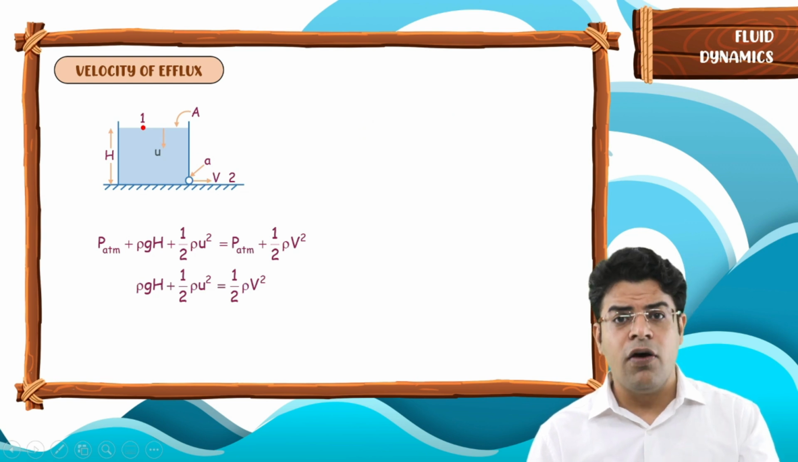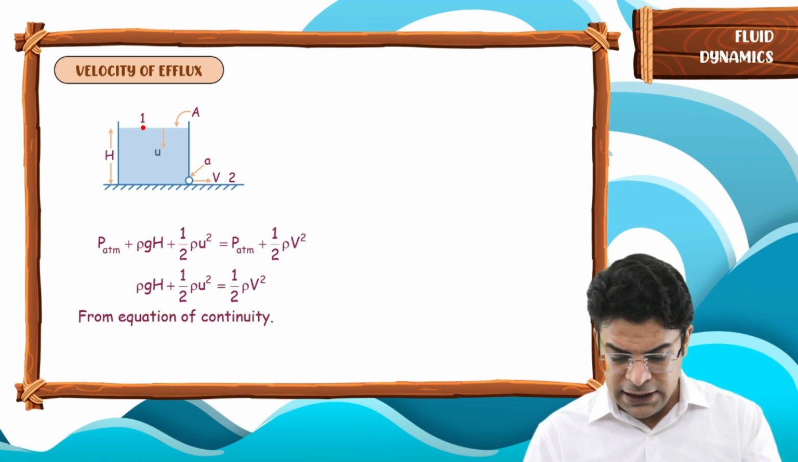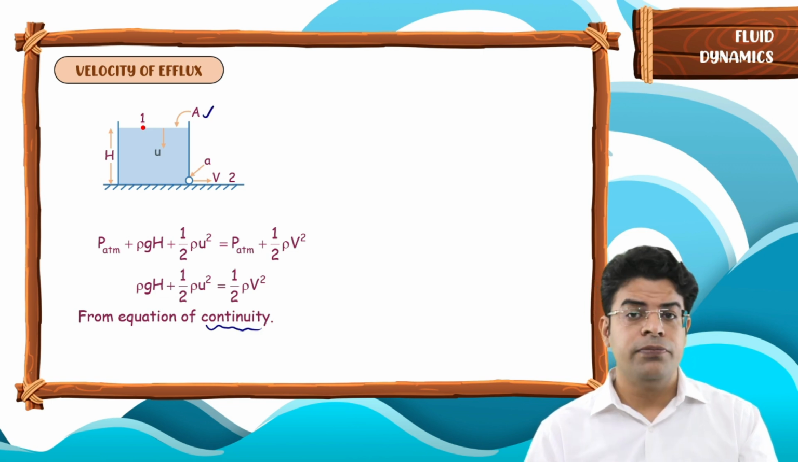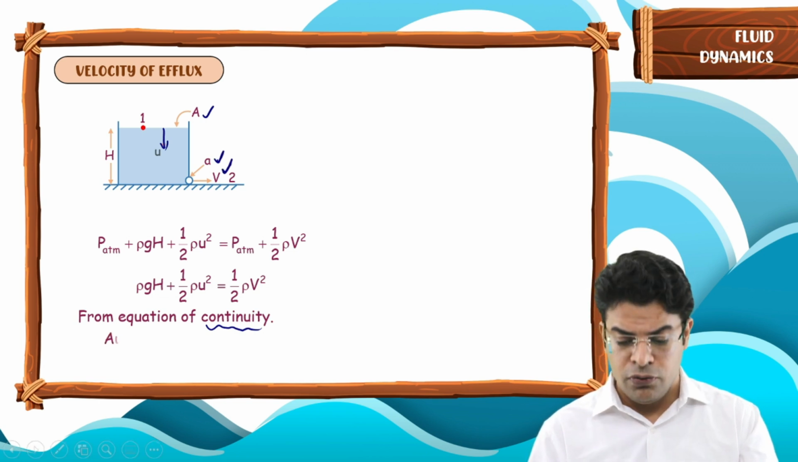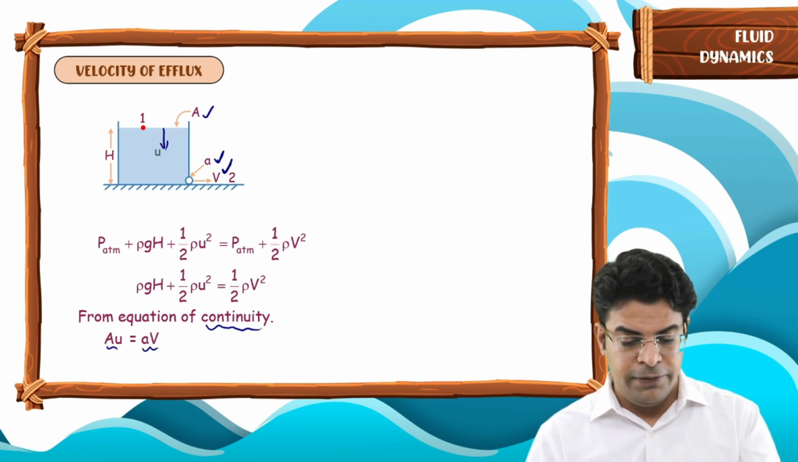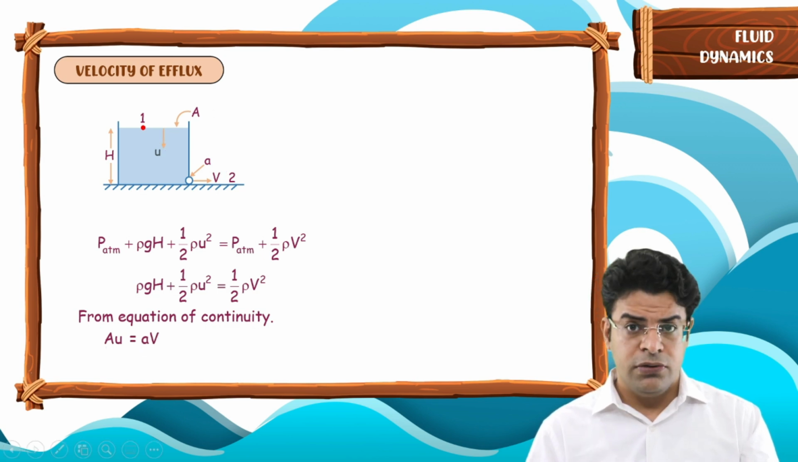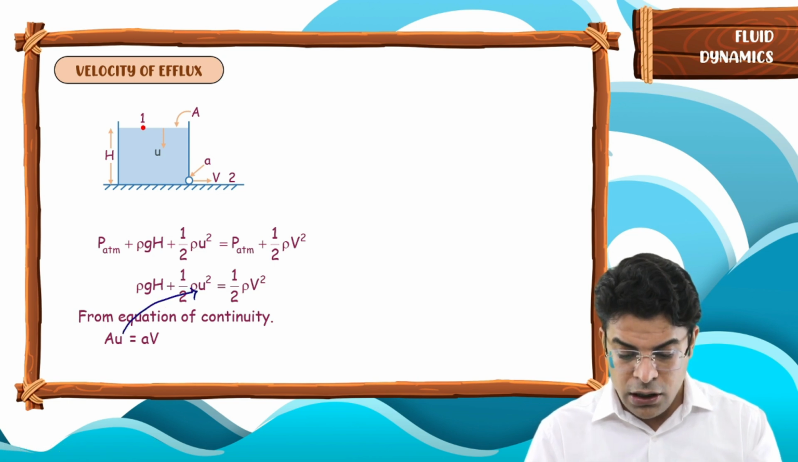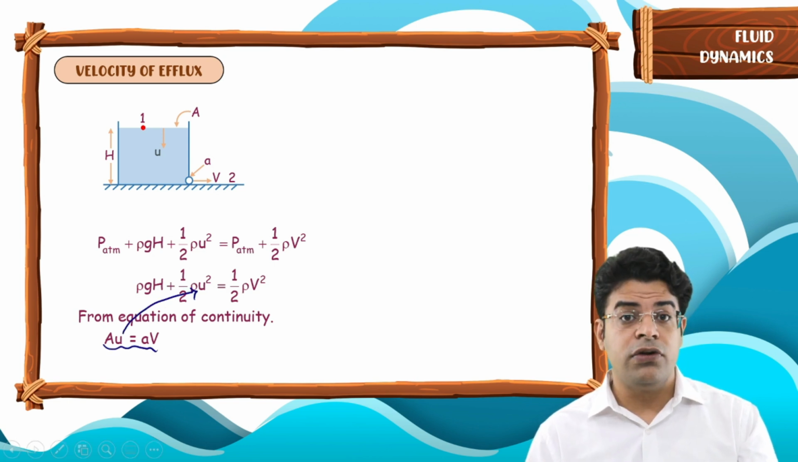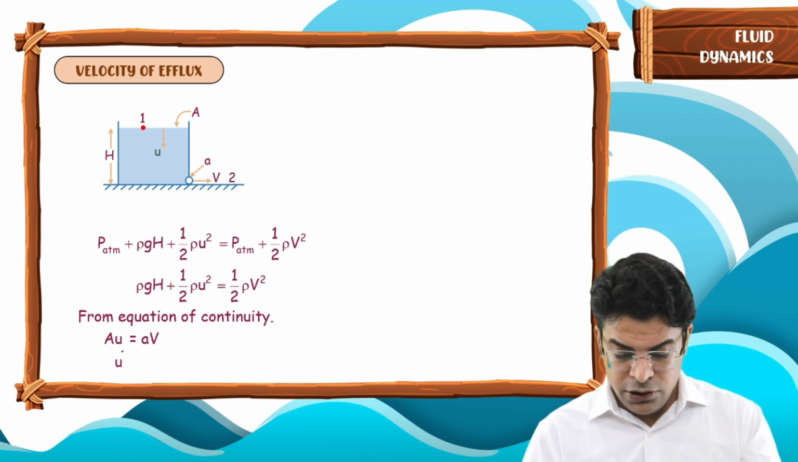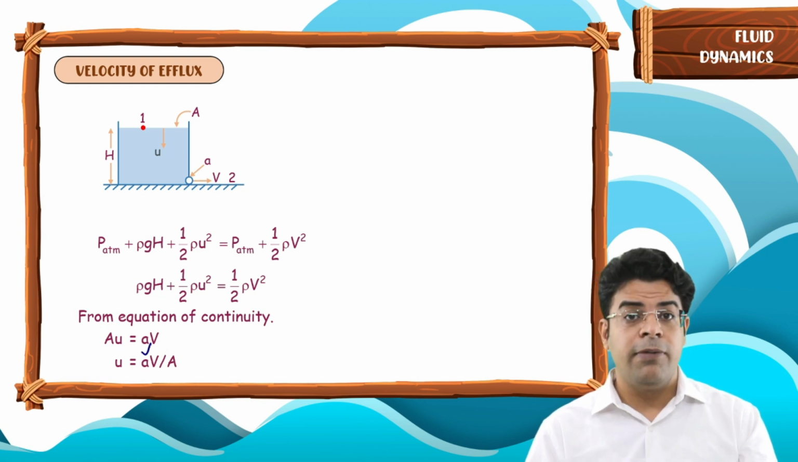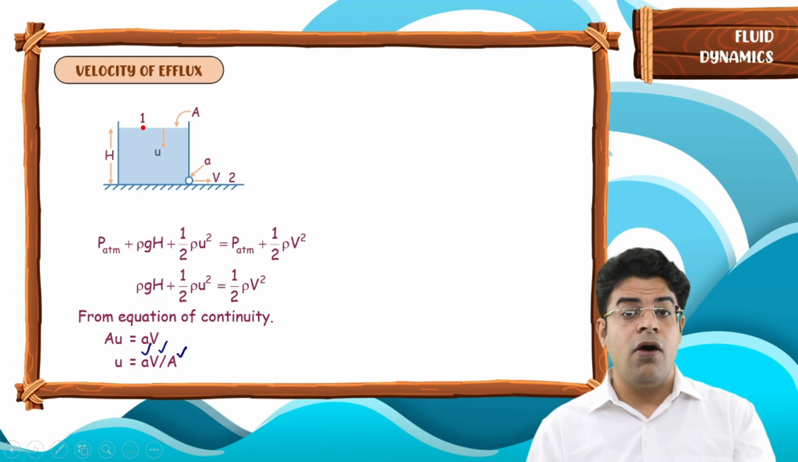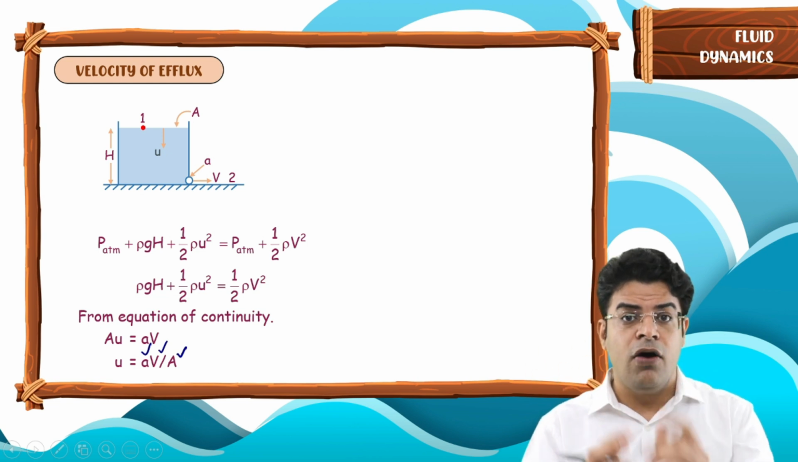Now from equation of continuity, you can say that the area at the top multiplied by speed of the fluid at the top has to be equal to area of orifice multiplied by the speed of the fluid coming out. So AU has to be equals to av. Now if you substitute the value of u here using the equation of continuity, you can find out the value of v. So you can say u has to be equals to av upon A, the area of orifice multiplied by the velocity of efflux upon the area of the tank, the cross-sectional area of the tank.